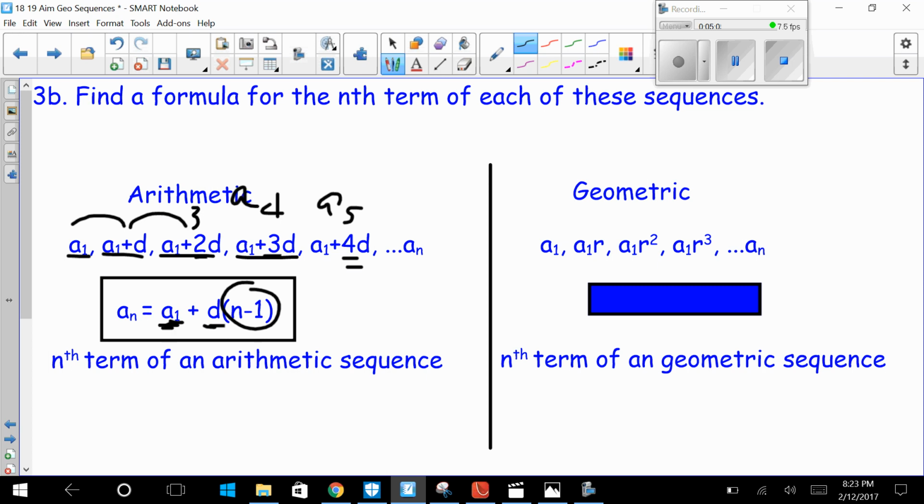For the geometric, you also have a constant, but we can't call it d because then it'll be confused with the arithmetic difference. So we're calling it r, for ratio. If you start with a sub 1 and you multiply by r, you get a sub 1 times r. If you multiply by r again, you get a sub 1 times r squared. You multiply by r again, you get a sub 1 times r cubed, and so on.